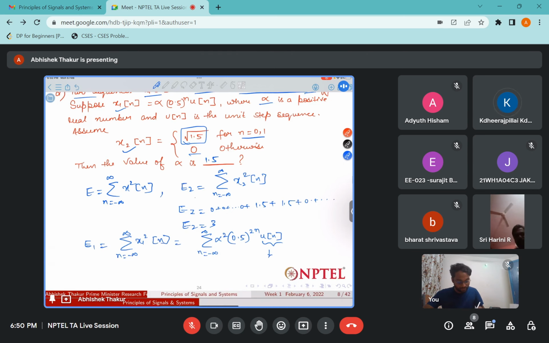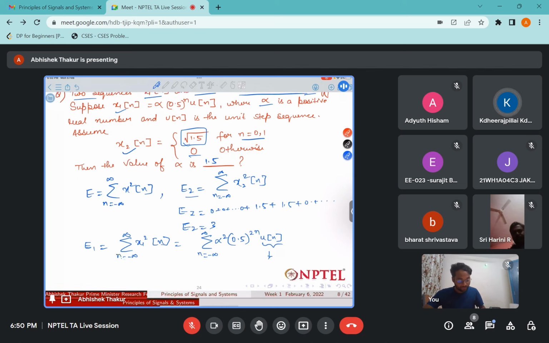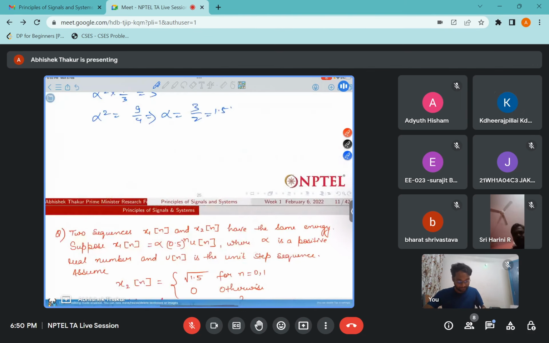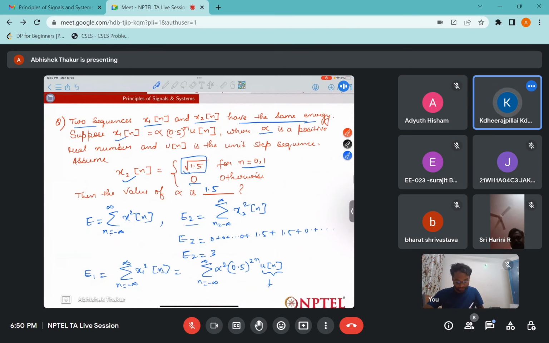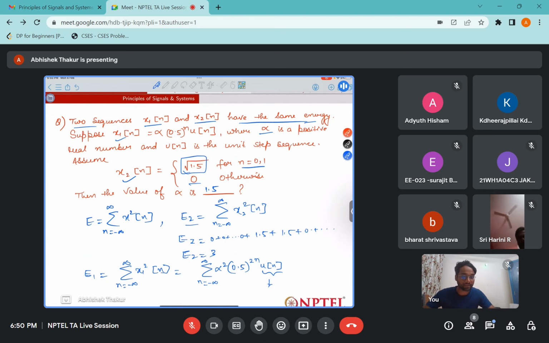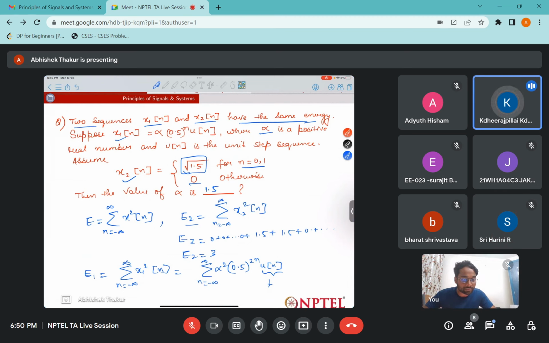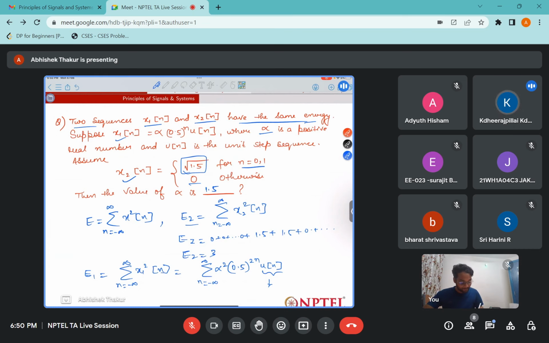We know that the energy of a discrete signal is the summation of |x[n]| squared, n from minus infinity to infinity. Here x2 is given as under root 1.5 for n equal to 0 and 1. So we got the square of under root 1.5, that is 1.5, plus 1.5. So the energy of the second signal is 3.